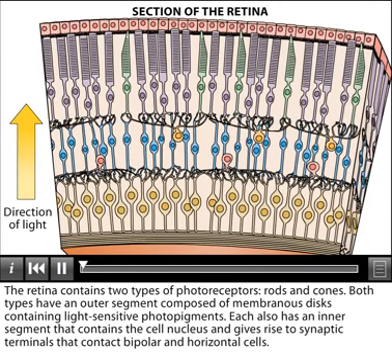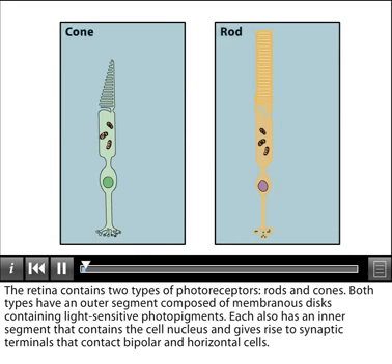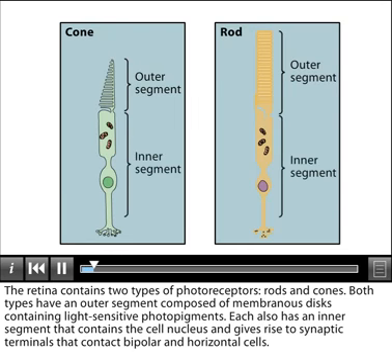The retina contains two types of photoreceptors, rods and cones. Both types have an outer segment composed of membranous discs containing light-sensitive photopigments. Each also has an inner segment that contains the cell nucleus and gives rise to synaptic terminals that contact bipolar and horizontal cells.